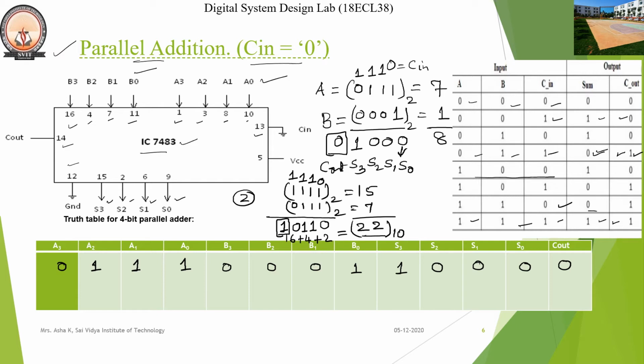Let's summarize this addition in the truth table. I have the A bit that is equal to 1 1 1 1 and I have the B bit that is equal to 0 1 1 1 produces the output sum 0, 1, 1, 0 and carry out will be equal to 1.